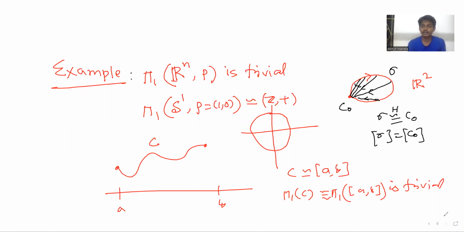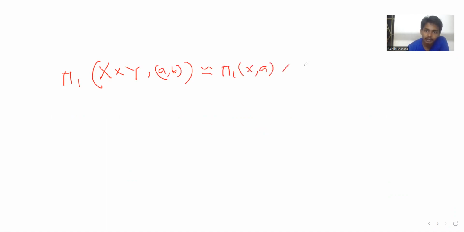One more thing I will tell you: if you take two spaces X cross Y and calculate the fundamental group at the point (a, b), it will be isomorphic to the fundamental group of (X, a) cross the fundamental group of (Y, b). So what is the proof? Basically, this is a theorem, and it is very useful.